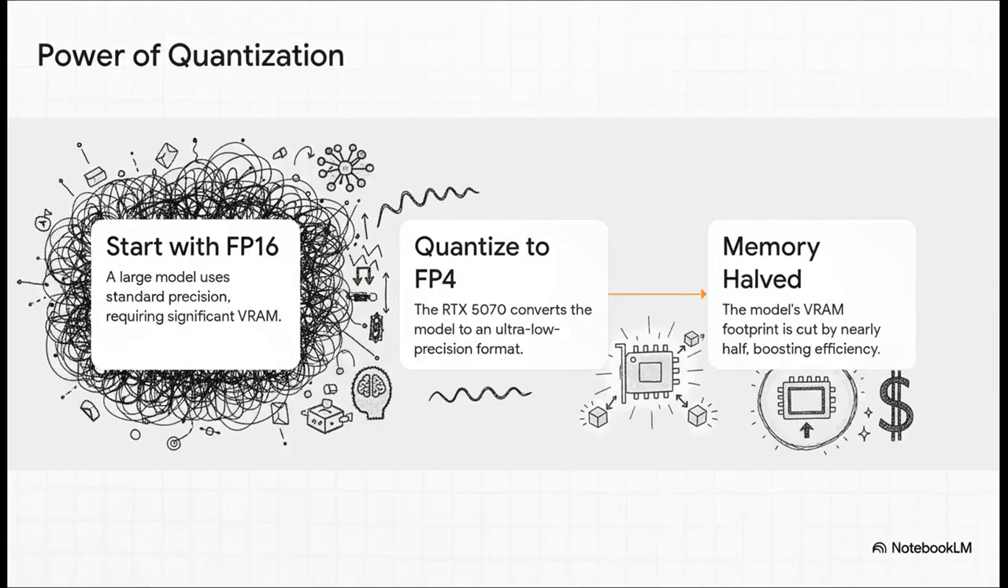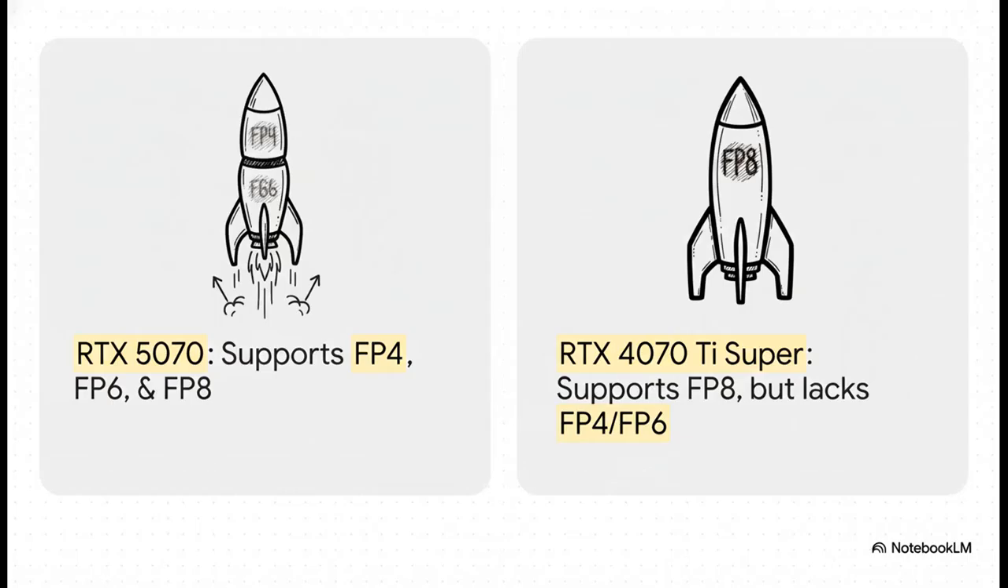And here's where the magic happens. You can take a huge model that would never fit into 12 gigs of VRAM using the standard FP16 precision. But with the RTX 5070's built-in hardware support for FP4, you can shrink that model's memory usage by almost half. All of a sudden, that 12 gigs of VRAM starts to feel a whole lot bigger, doesn't it? And this is the key generational difference right here. Look, the 4070 Ti Super supports FP8, and that's great. But the RTX 5070's ability to go all the way down to FP4 and FP6, well, that's a potential game changer for efficiency. That is, if your model can handle that level of precision without losing accuracy.